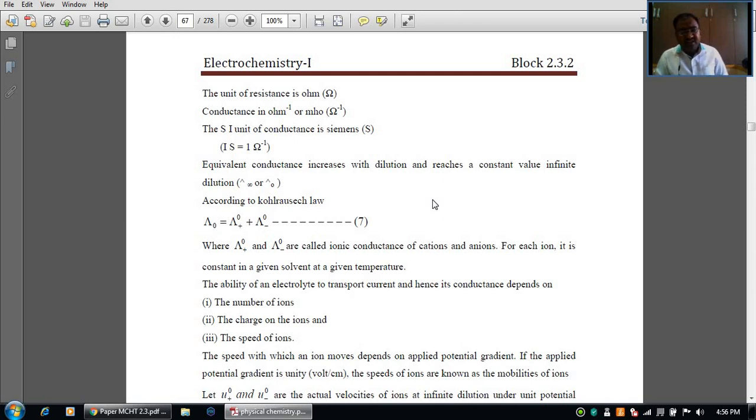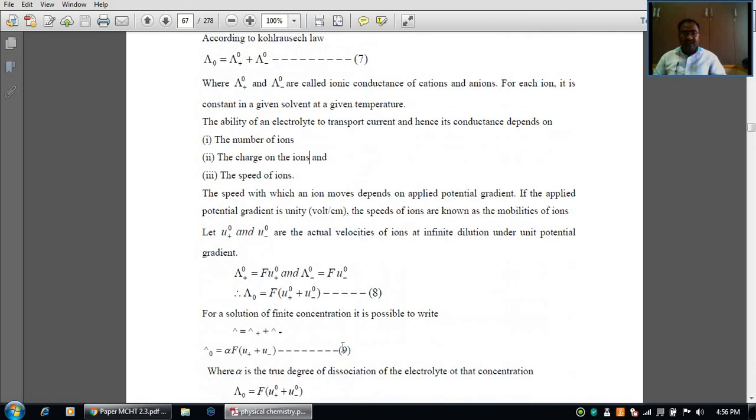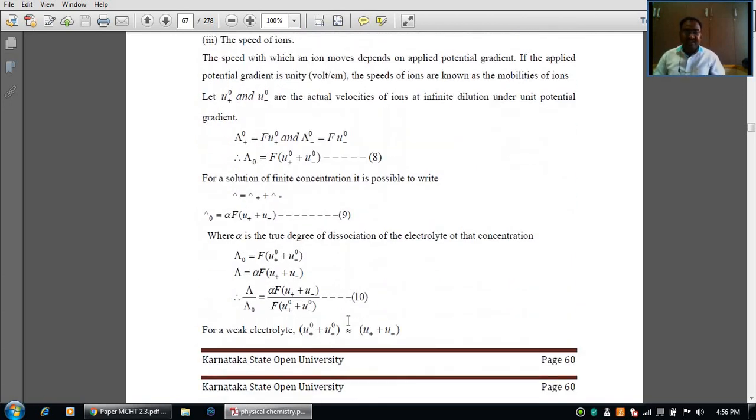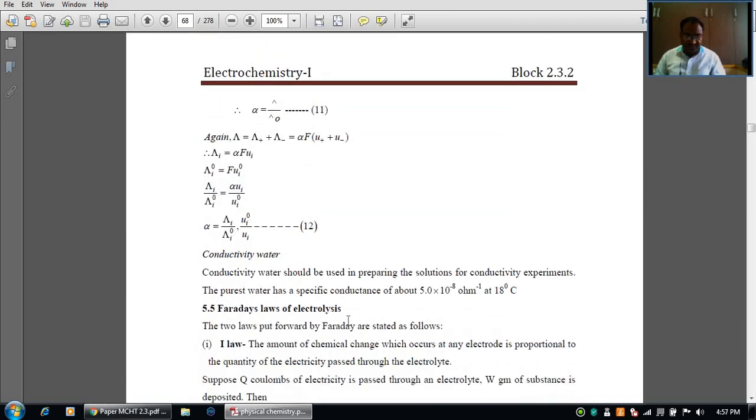Kohlrausch's law means that the molar conductivity or limiting molar conductivity of cations and anions is equal to the ionic conductance. The ability of an electrolyte to transmit current, its conductance, depends on the number of ions, charge on the ions and speed of ions. These are the expressions and derivations of Kohlrausch's law.